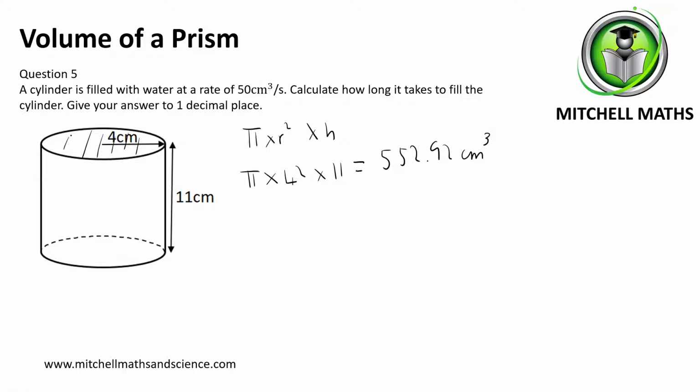Okay, we know that the cylinder is being filled at a rate of 50 centimetres cubed per second. What that means is every second, 50 centimetres cubed of that cylinder is going to be filled up. Therefore, if we want to find out how long it's going to take to fill 552.92 centimetres cubed in seconds, we're going to do 552.92 divided by 50, because that's the rate at which it's been filled up at.